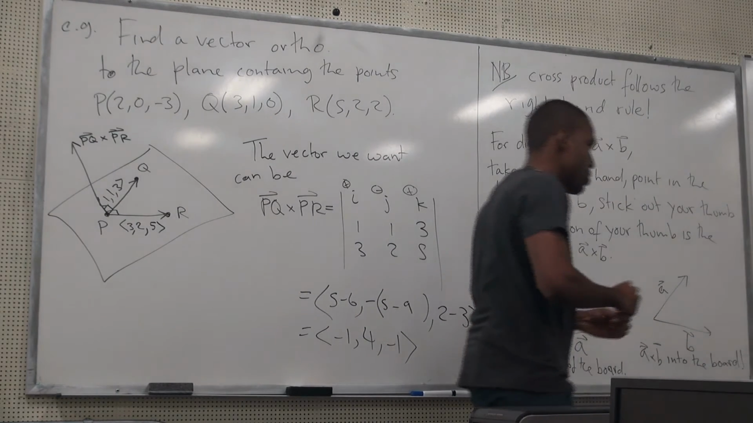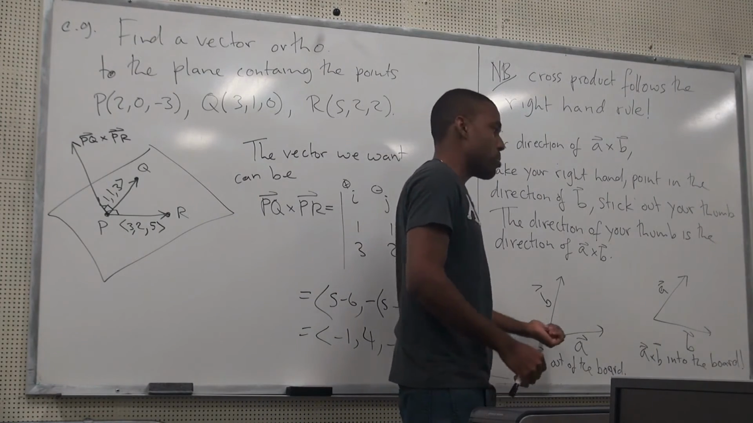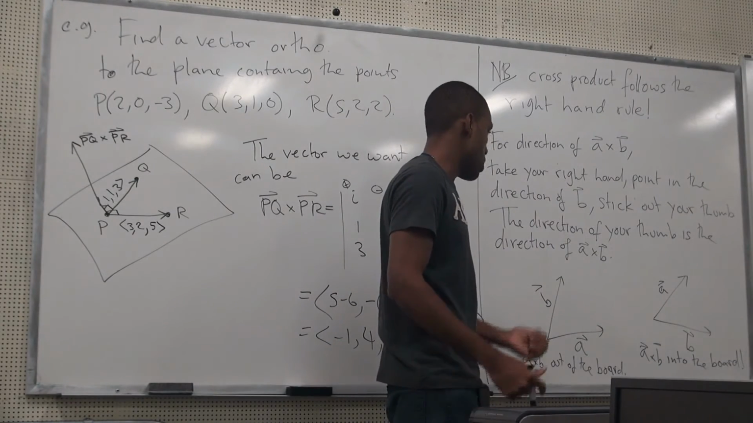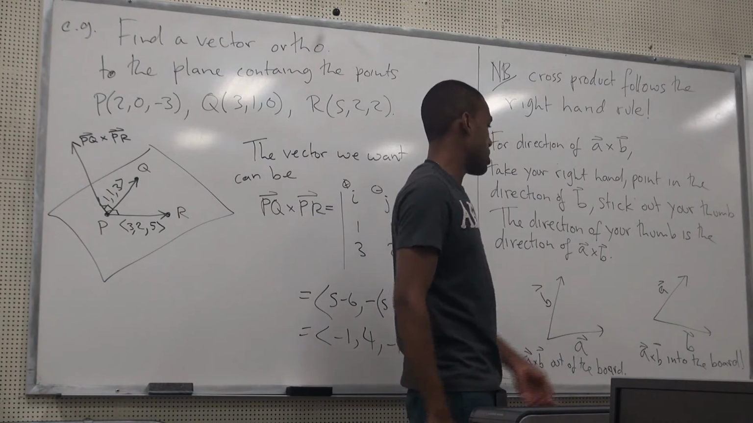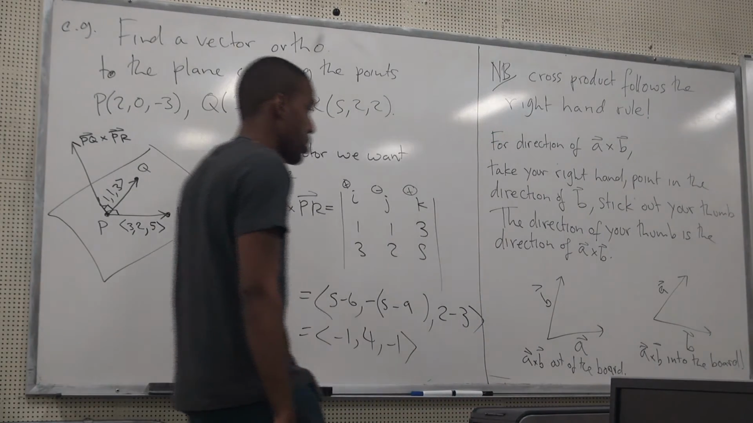So you can always have an intuitive sense of where your orthogonal vector is going. Remember, you can have two vectors that are orthogonal, one and its negative. But if you want to know in particular where A cross B is, you do that right hand rule and it's telling you exactly where it's going to be pointing.